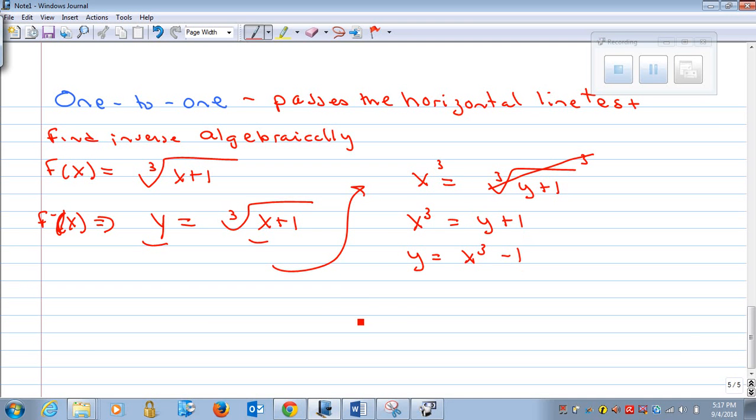So our inverse function could be written like this, that our inverse function is now y cubed. That's a y, not an x. Sorry about that. x cubed. Sorry. Get myself confused. x cubed minus 1. And that would be the inverse function.